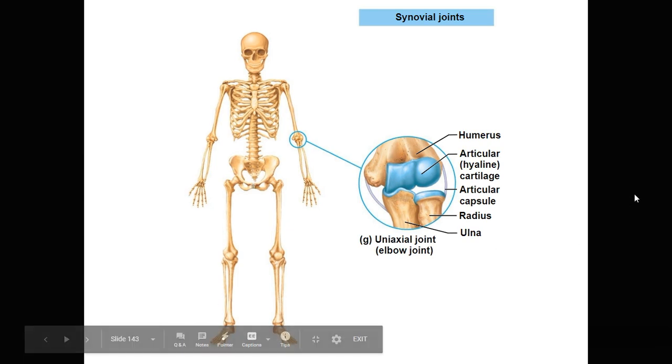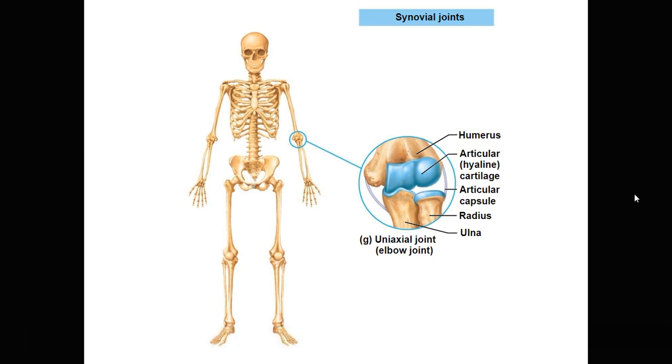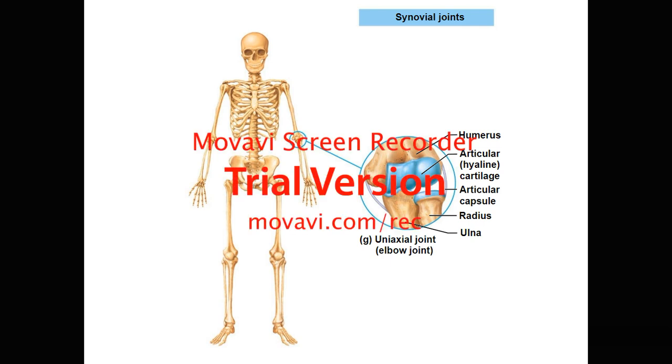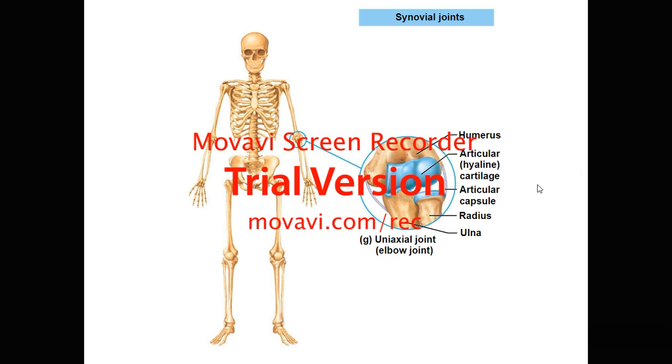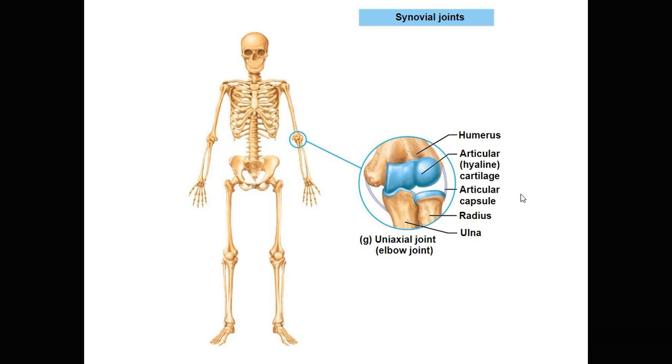This slide is also showing you another location where you find synovial joints: at your elbow. Your elbow joint is a uniaxial joint. Uni means one, so that's movement in one plane. Then you have your articular cartilage that you can see, made out of hyaline cartilage, and you can see your articular capsule right there. And you see your radius and ulna and your humerus.